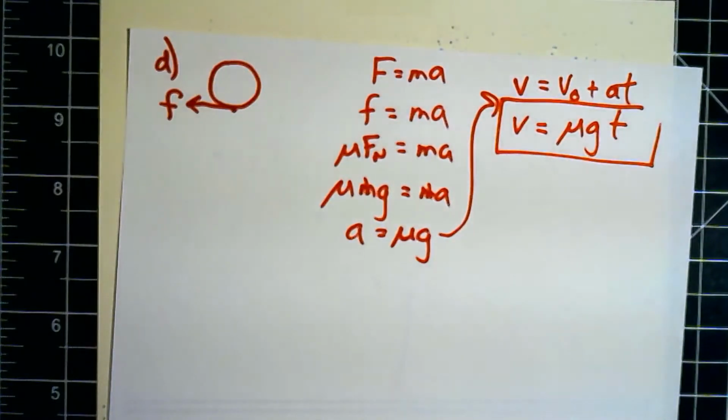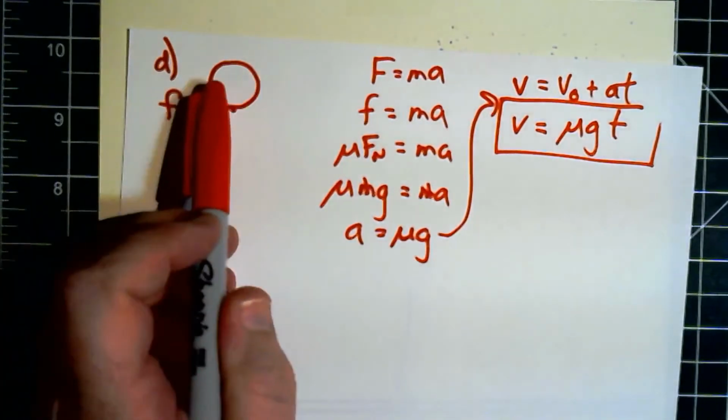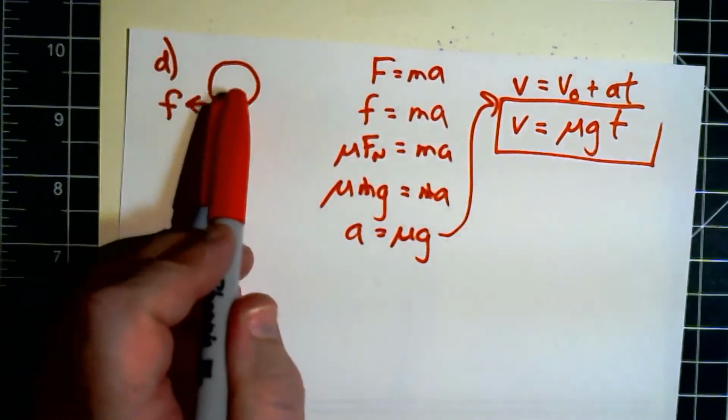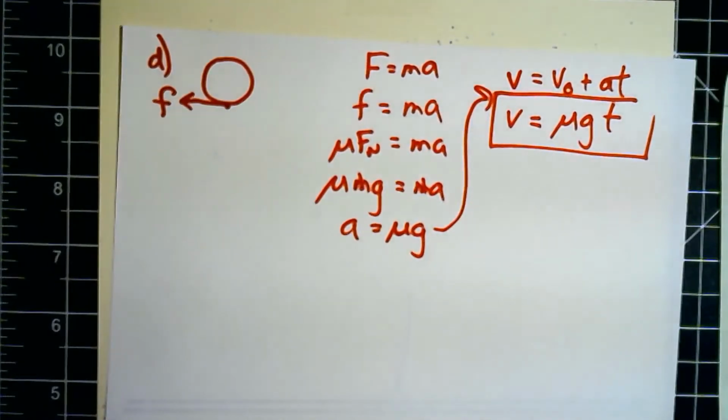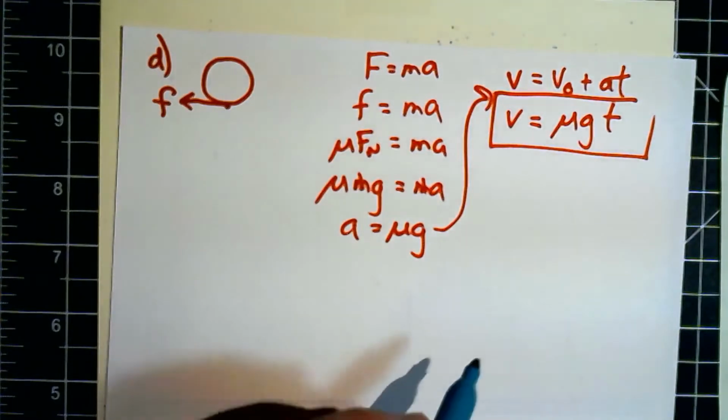Now, is it still spinning at this point? Yeah, it is. It's still spinning. But until we get to a certain point, and the next question kind of talks about that, this thing will start to move to the left because of that frictional force. All right. Part E.